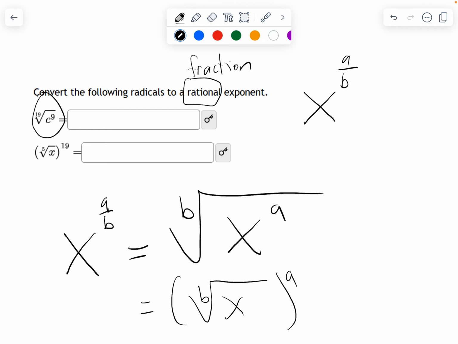All right, but the most important thing is that the denominator is the index, and then however you would like to write it, a is the power that we raise to, either a or the radical, right? But the index is the denominator. All right, and now if these simplify, we want to simplify them if we can.